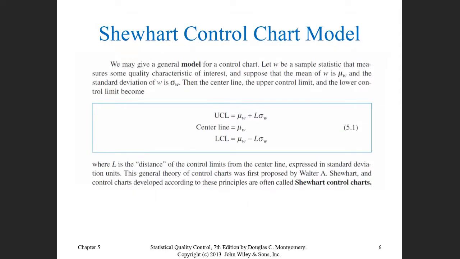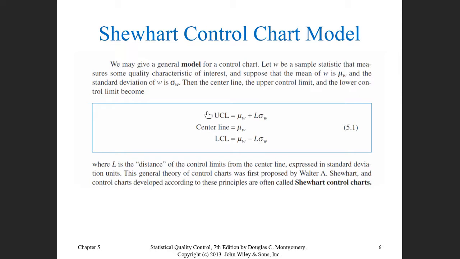The Shewhart control charts model is the general model used for all types of control charts, but depending on the type or the control chart's name, whether X bar R or P chart or C chart or U chart, which we will study in the coming chapters, we can adjust this method to fit the need or to fit the type of the data.